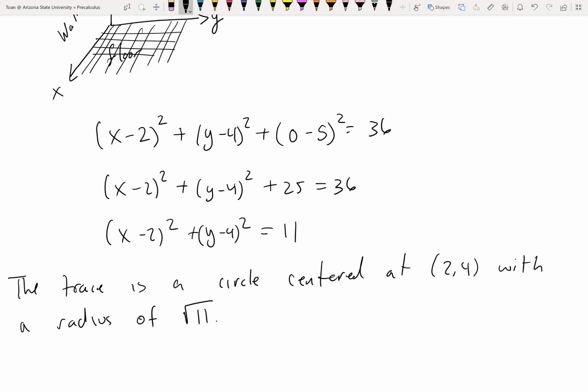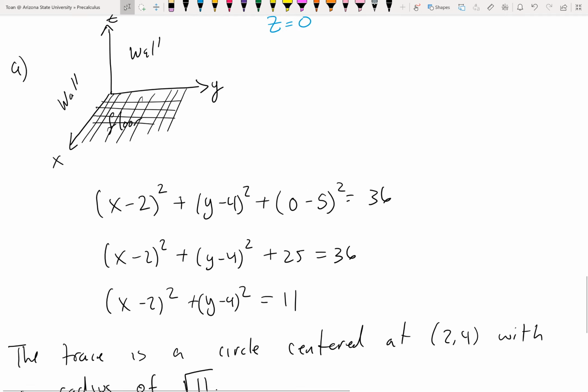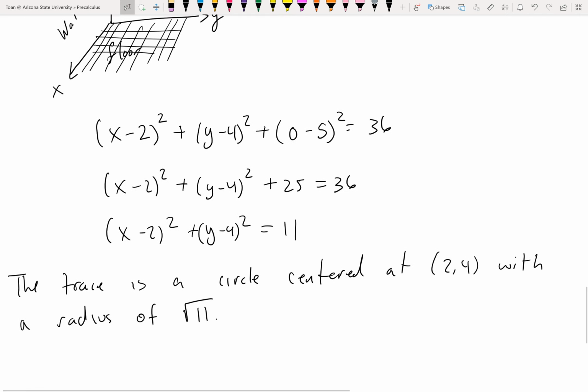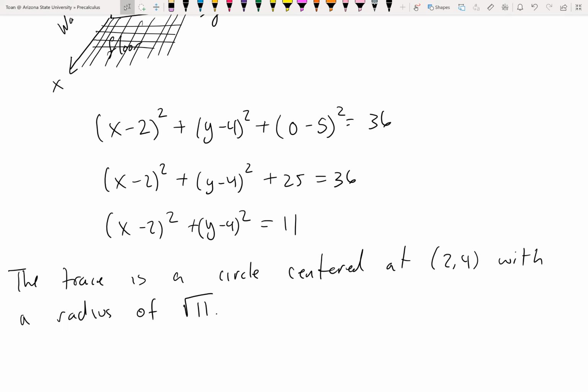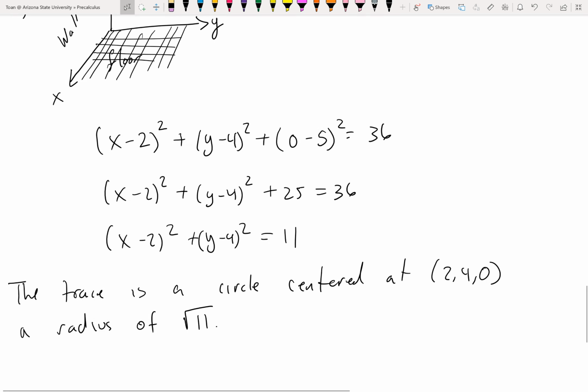One thing I will augment, I pulled this question from the textbook, wow, my brain froze there. Since we're still technically in 3 dimensions, they want you to write the center as a 3-dimensional point. So how do we come up with this? z was 0, so you go ahead and make the z coordinate 0.